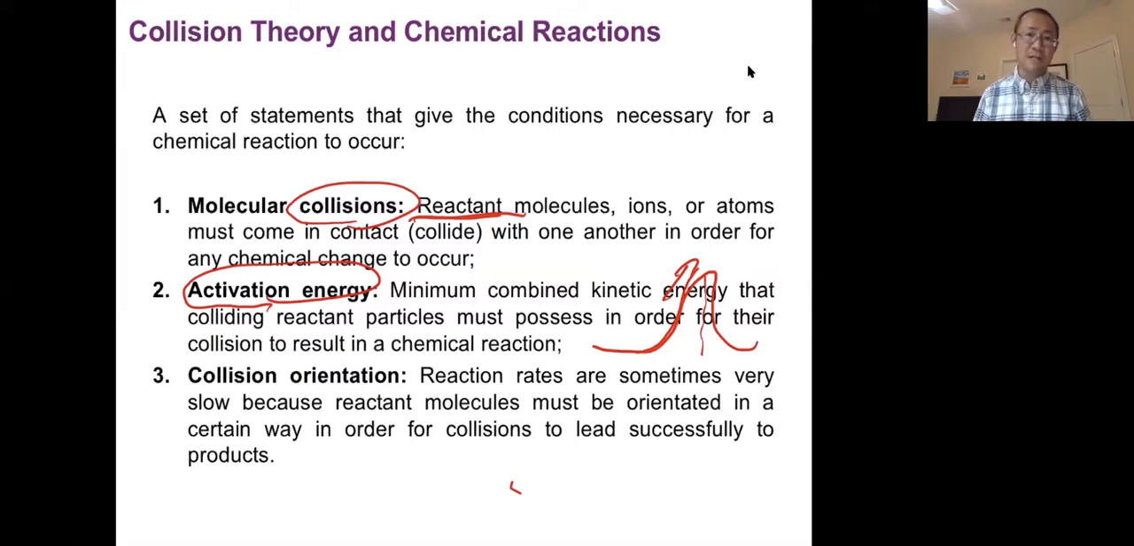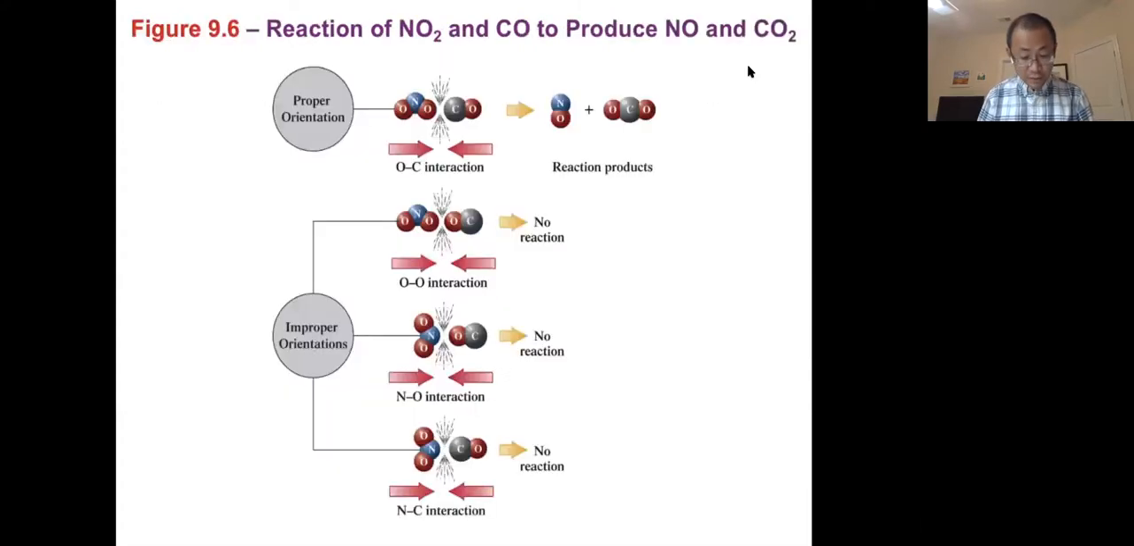And these three statements summarize why there's a chemical reaction and what conditions must be satisfied in order for a reaction to happen. And here, this picture shows you what the orientation means.